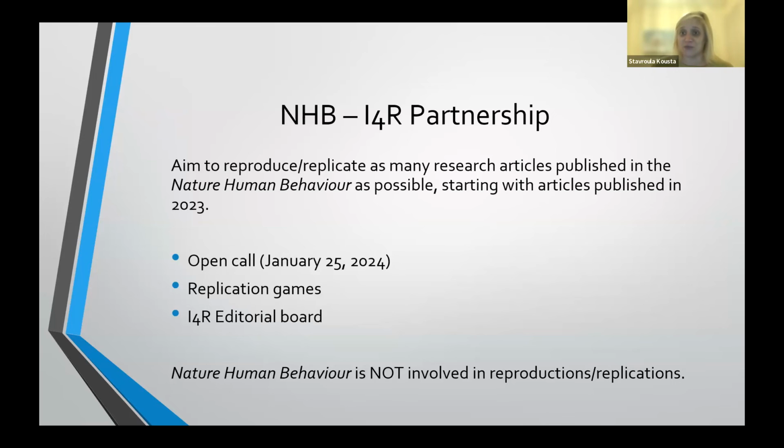And what we are aiming to do in the context of this partnership is do the same type of work at scale in the context of articles published in Nature Human Behavior, focusing on our most recently published papers from January 2023 onwards as we're publishing papers. We made an open call earlier this year in January, calling for replicators or reproducers to step forward and reproduce or replicate our papers.